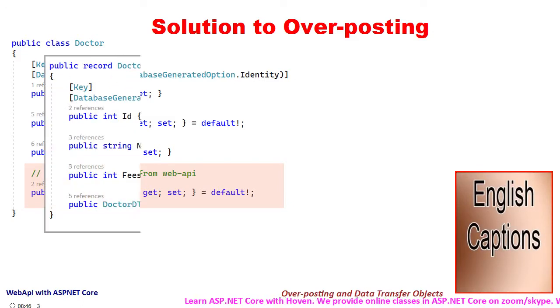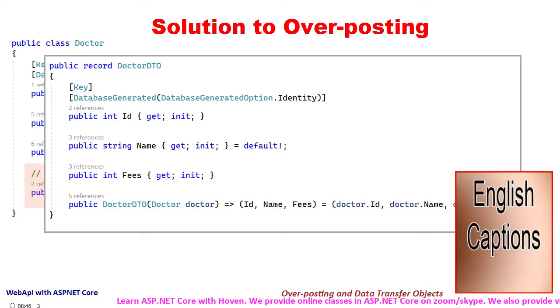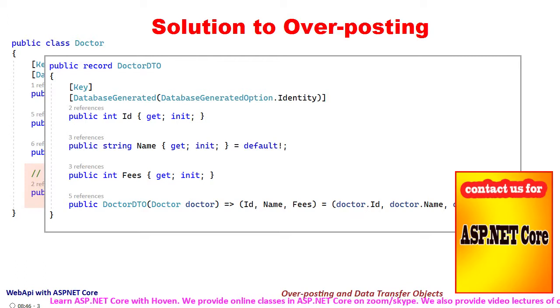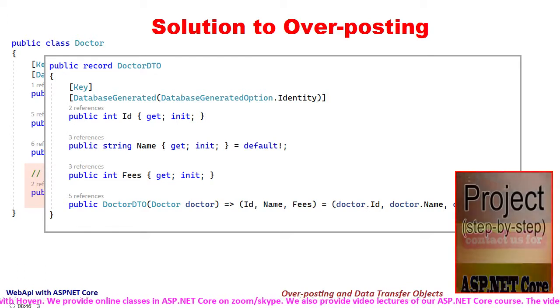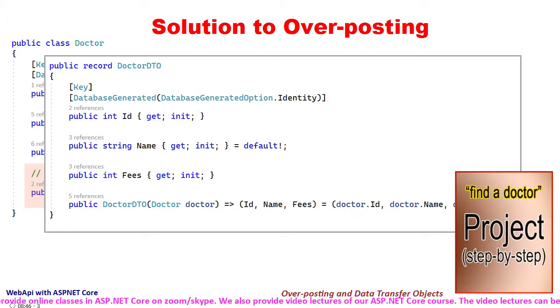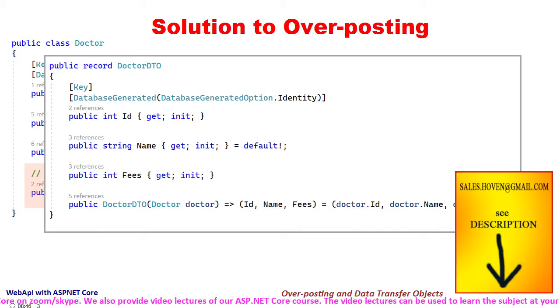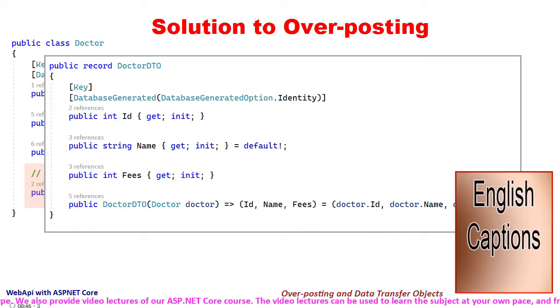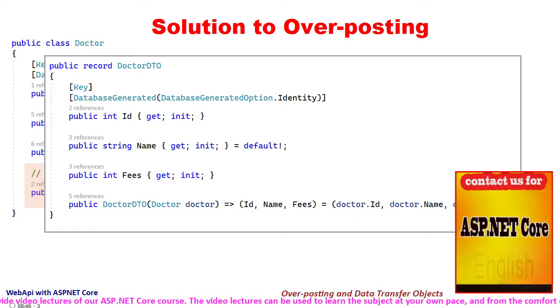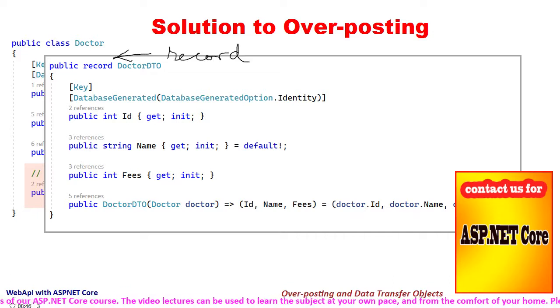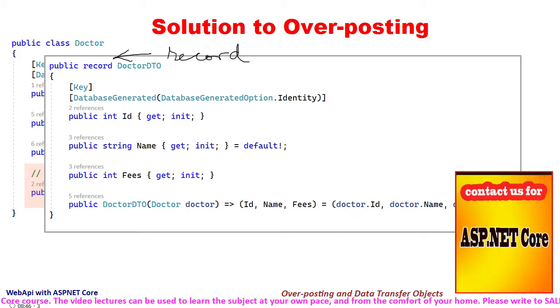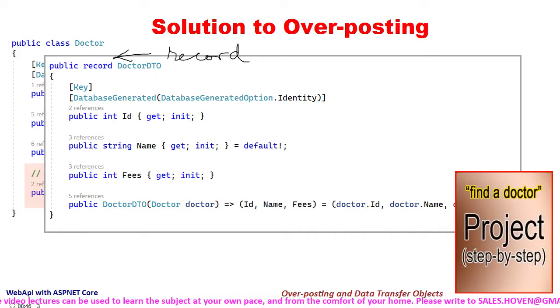The solution is to create another record class called Doctor DTO that contains all properties of doctor except email. So create a Doctor DTO class that contains all the properties that we actually want and exclude the properties that we want to hide. Notice that we have used the record keyword to emphasize the fact that this is just a read-only type meant for data exchange.